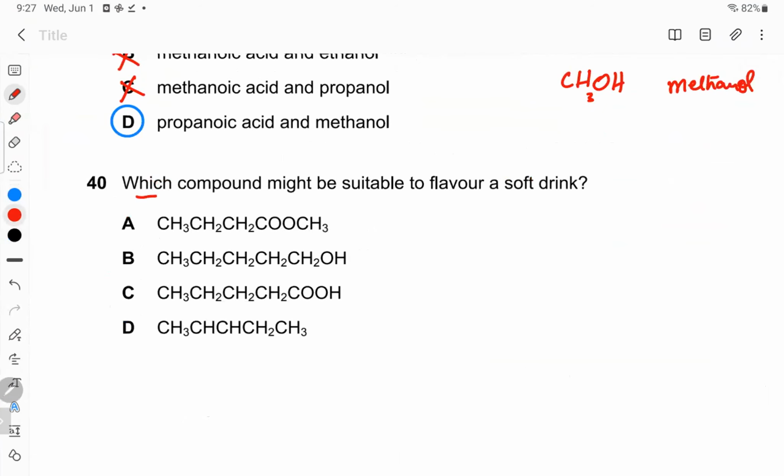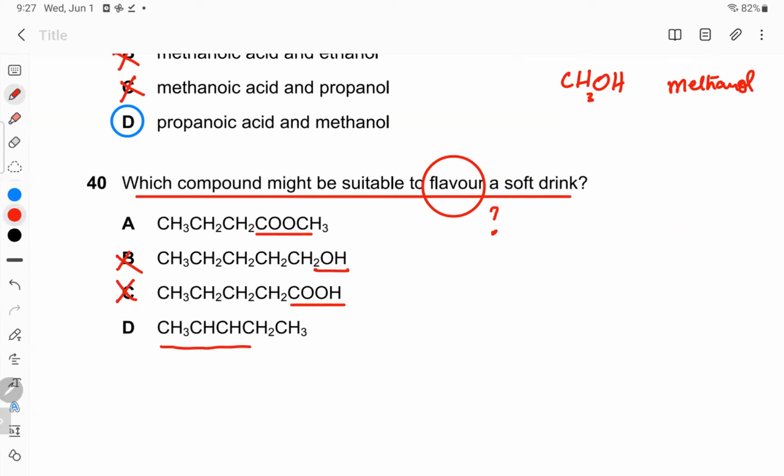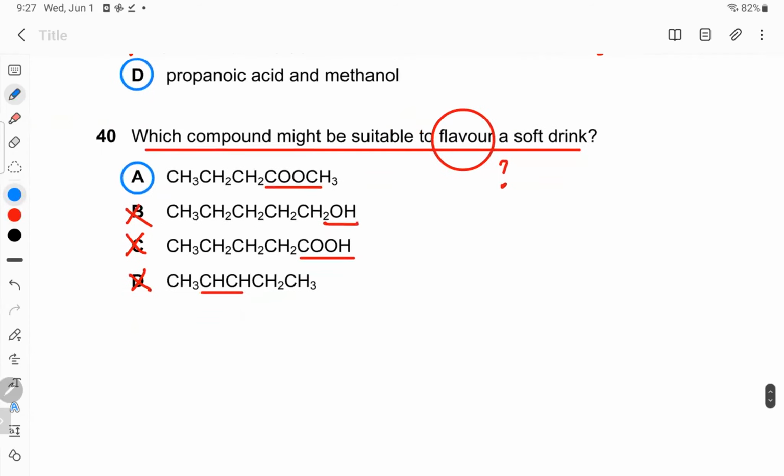Now, which compound might be suitable to flavor a soft drink? Yes, which organic compounds are used for flavoring purposes? Sir, esters. Esters. So here, this is an ester. This is an alcohol, so B goes wrong. This is a carboxylic acid, so C goes wrong. And this is an alkene because of CH and CH. So this goes wrong as well. So A is our correct answer. Is this clear to everyone?